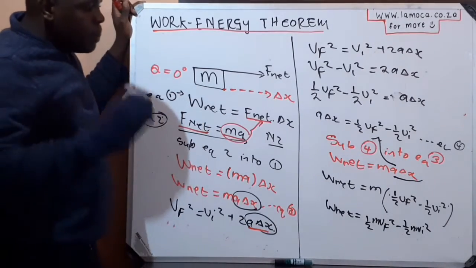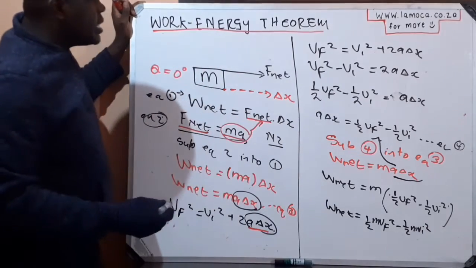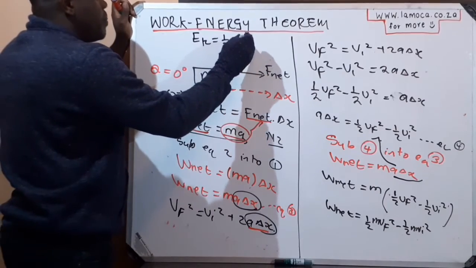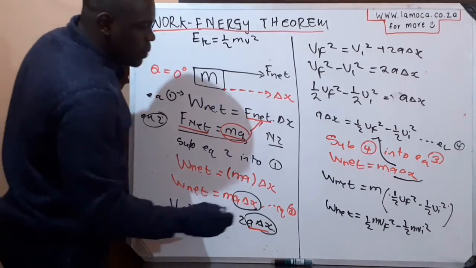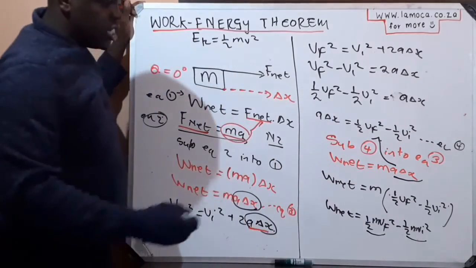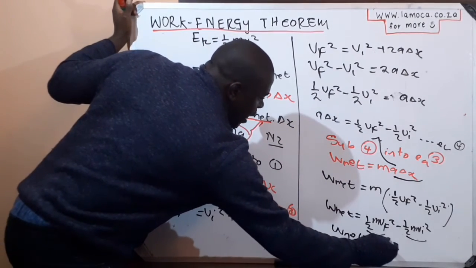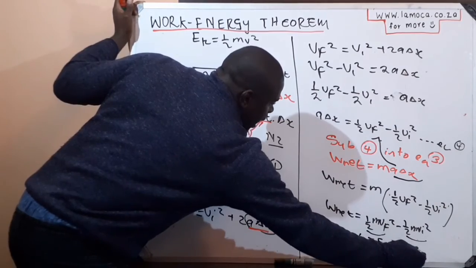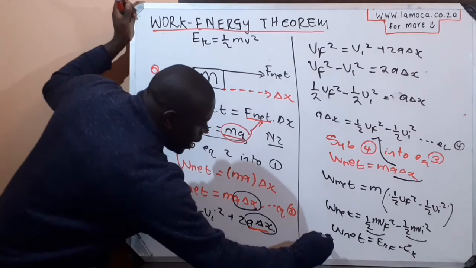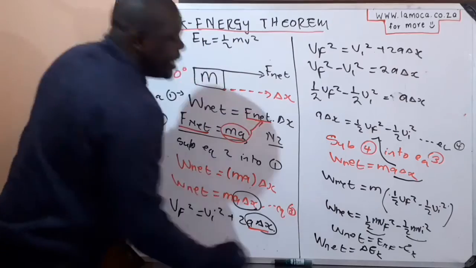Very beautiful stuff. But when I look at this, I can see that I have half of mv squared. What is that? You remember you said kinetic energy is defined as half mv squared. So what does it mean? It means I'm looking at the final kinetic energy and the initial kinetic energy, and I'm taking the difference. That means I'm saying work net is equal to EKF minus EKI. That means work net is equal to the change in kinetic energy. Work net is equal to change in kinetic energy.